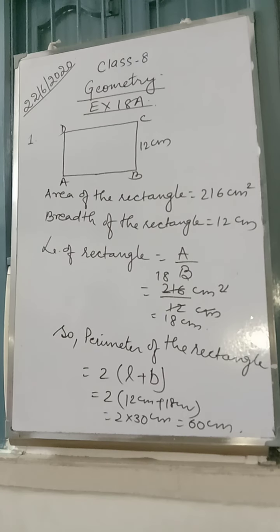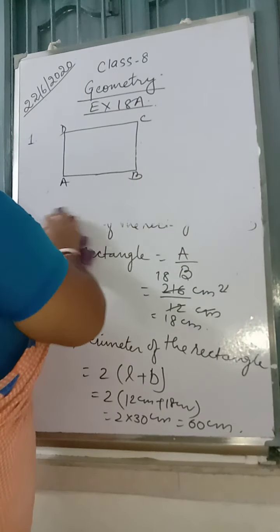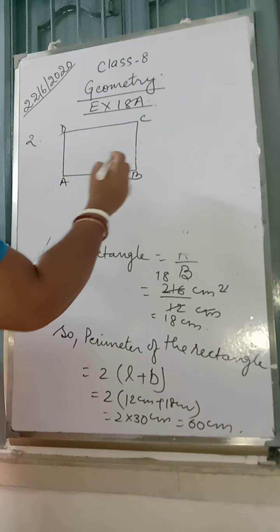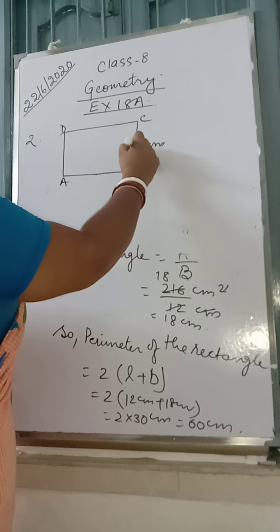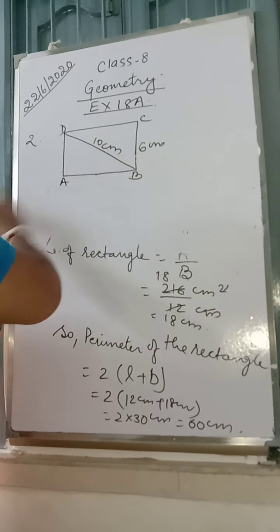Question number 2, it is given the diagonal of a rectangle is 10 centimeter and its breadth is 6 centimeter. Find its length and area. As we have learned last day, the diagonal is equal to under root L square plus B square. Is it? Now, you can see question number 2. Breadth is 6 centimeter and the diagonal is 10 centimeter. Clear?